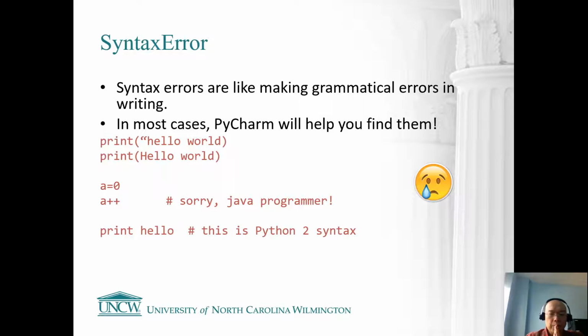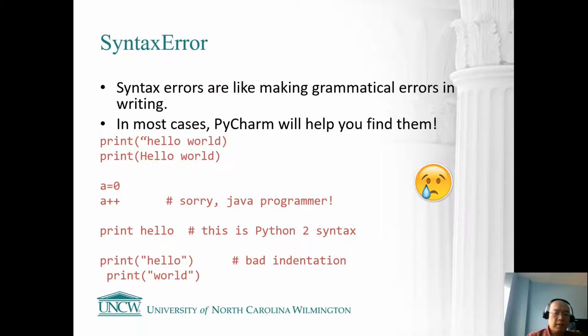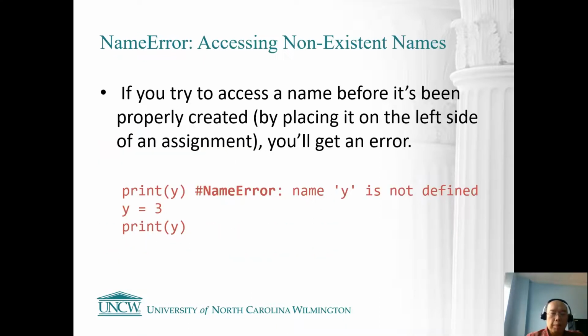And how about this one? Print hello, but without parentheses. If you see that, that is Python 2 syntax, and in Python 3 we can't do that. Okay, and then how about this one? In the second line there is an extra space, so that is bad indentation, and this will also be a syntax error. So for most of the syntax errors, those are the easiest ones because they can be warned about by PyCharm. So the next thing, name error.